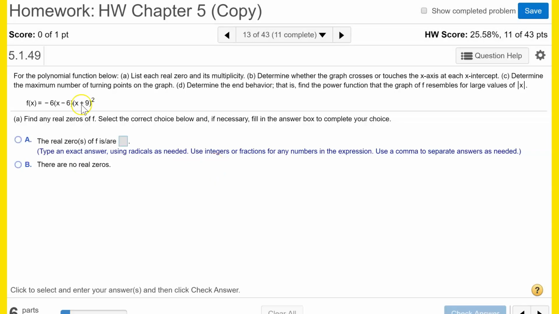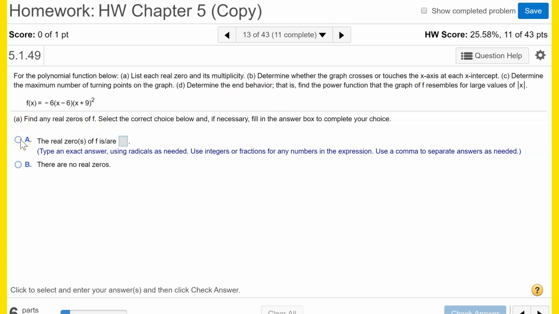Next question. For the polynomial function below, list each real zero and its multiplicity. Determine whether the graph crosses or touches the x-axis at each x-intercept. Determine the maximum number of turning points on the graph. Determine the end behavior. That is, find the power function that the graph of f resembles for large values of the absolute value of x.